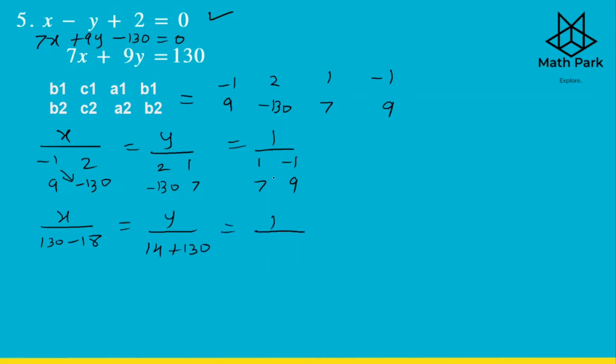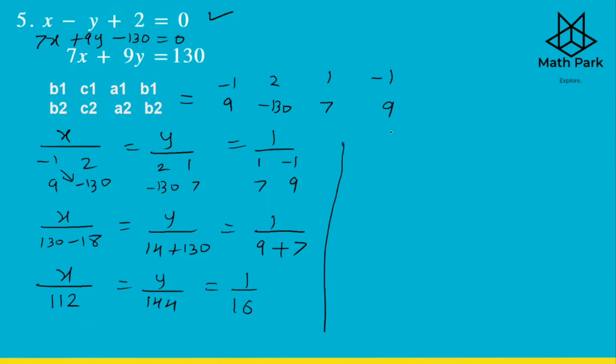to 1 upon 9 ones are 9. 7 into minus 1 is minus 7. Minus of minus 7 is plus 7. So we get x upon 130 minus 18 is going to be 112, is equal to y upon 14 plus 130 is 144, is equal to 1 upon 9 plus 7 is 16.